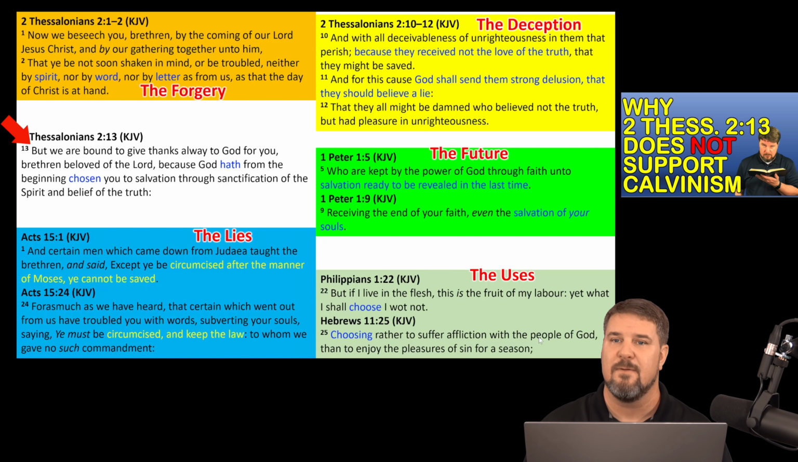And a Calvinist thinks that from the beginning there must mean before the foundation of the world. But actually it says from the beginning, not from before the beginning. But the beginning here is the beginning of Paul's ministry there, not the beginning of the foundation of the world. And so there are several different aspects.